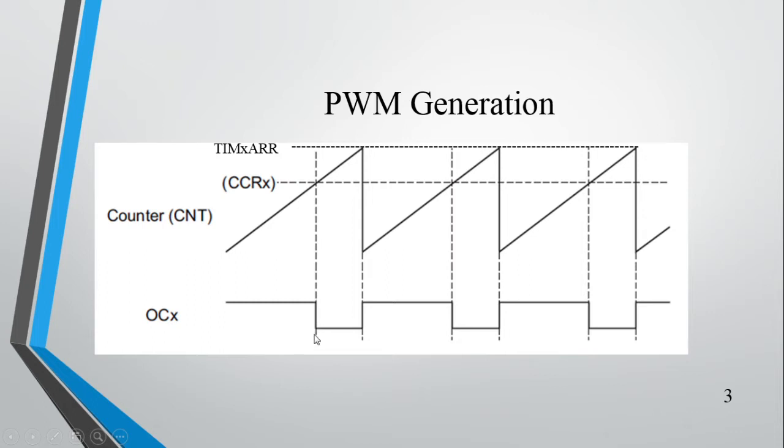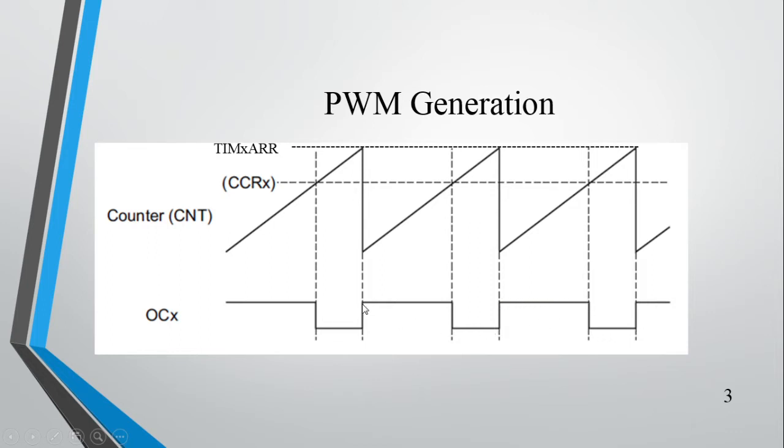And again the timer will keep on incrementing, and when the timer reaches the auto reload value, the OC1 pin will be set. So whenever the timer counter value is equal to CCRX, the PWM pin will be reset, but the timer keeps on counting, and whenever the timer value is equal to the auto reload register value, it will set. This is how the PWM is generated.